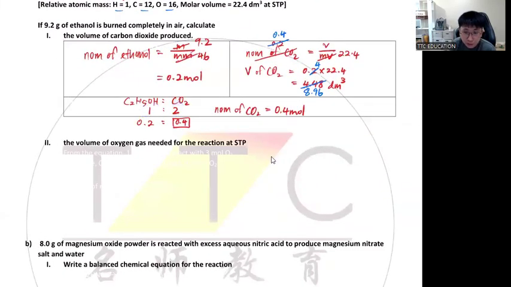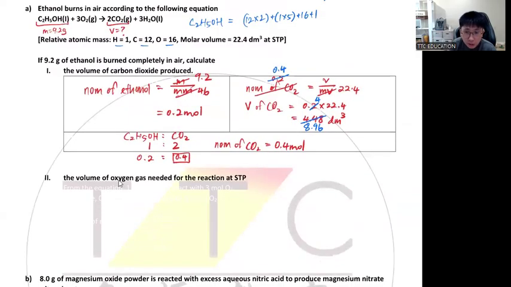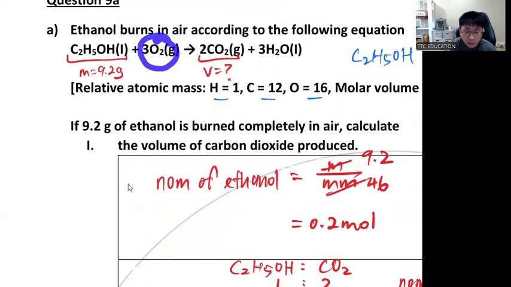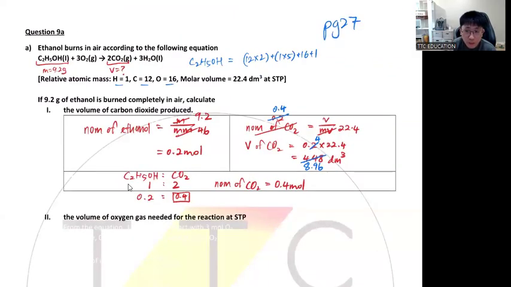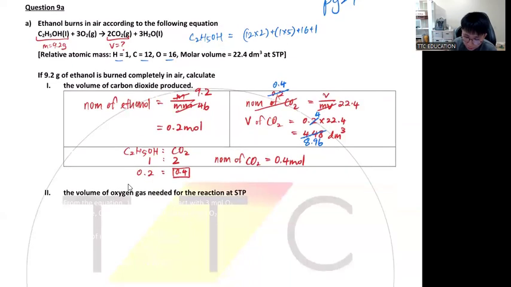Which is, right now, if the question changes to find the volume of oxygen, where is oxygen? What is the number in front of oxygen? 3. Correct. So now what is the ratio? 1 to 3. Got it? So the ratio is always the big number in front of your chemical. So for here, we say that C2H5OH to O2 ratio is 1 to 3.